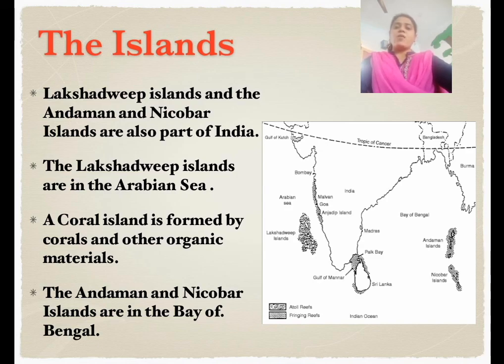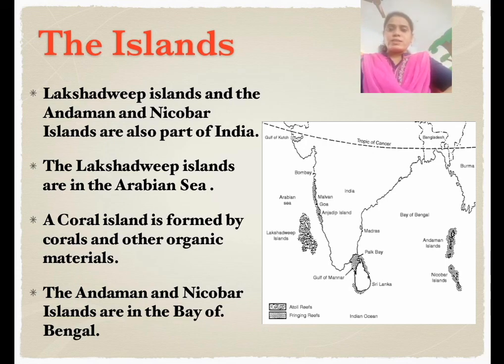Minicoy, with an area of about 5 square kilometers, is the largest island in the Lakshadweep group. The Andaman and Nicobar Archipelago is a string of 572 islands lying in the Bay of Bengal. The Andaman and Nicobar Islands are separated by a sea known as the Ten Degree Channel. The channel coincides with 10 degrees north latitude, hence the name. Only 36 of these islands are inhabited, out of which 24 are in Andaman and 12 in Nicobar. Most of these islands are mountainous and are covered with thick forest.